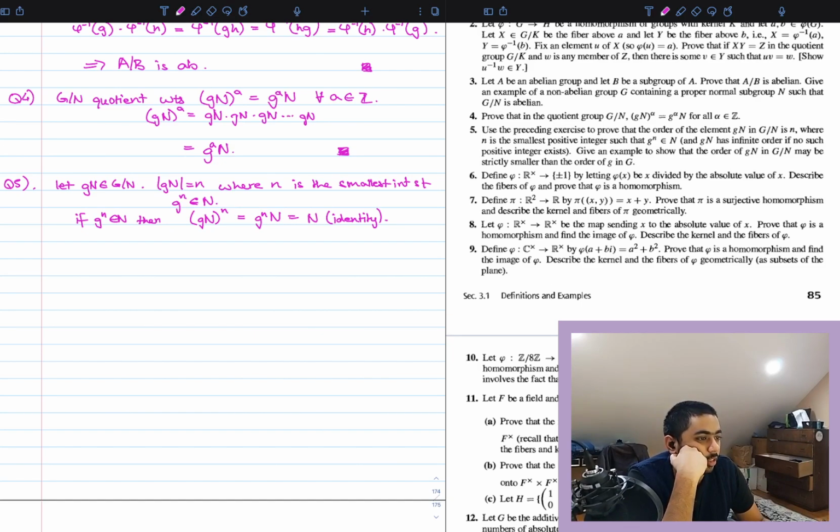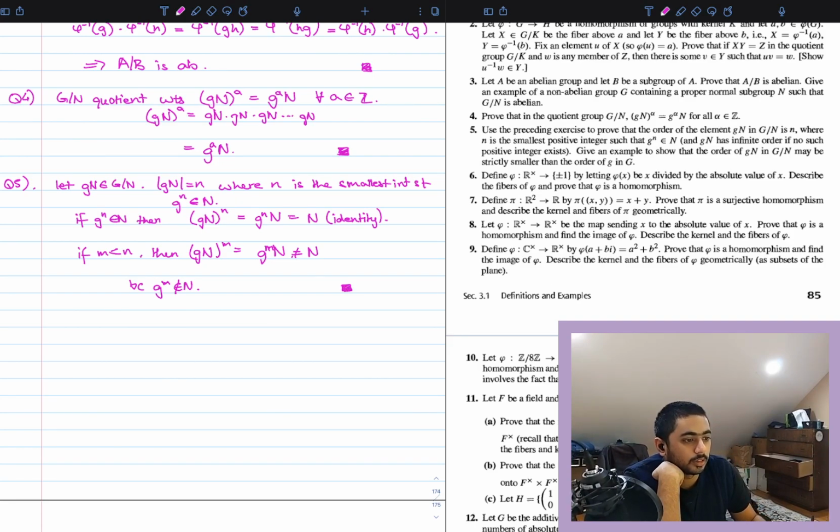And since nothing smaller than this puts you in here, right? If m is smaller than n, then gN raised to the m is just g to the m N, which is not equal to N anymore, because g to the m is not inside N. Yeah? So that should prove that.